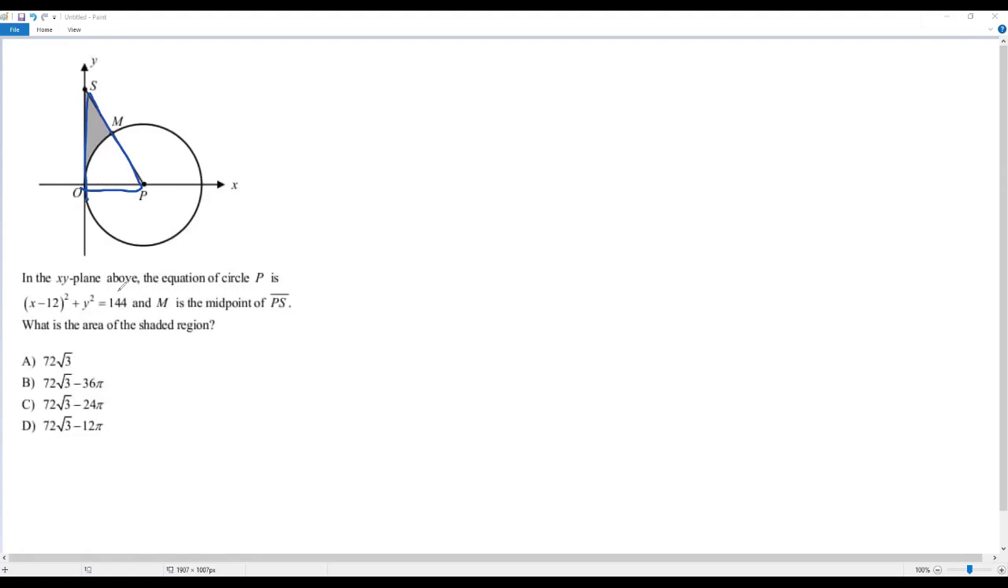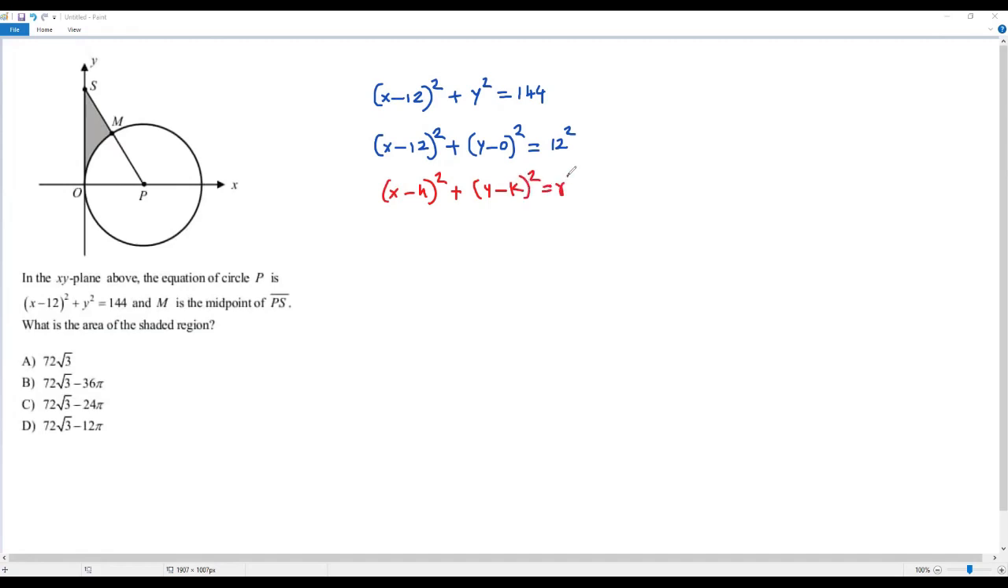Let me consider the equation of the circle we have over here, that is (x − 12)² + y² = 144. This y² can be written as (y − 0)², and this 144 can be written as 12², because I want the equation of the circle exactly in the form (x − h)² + (y − k)² = r². This is the equation of a circle in standard form.